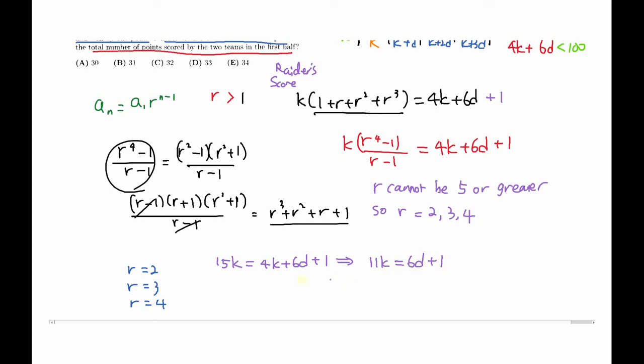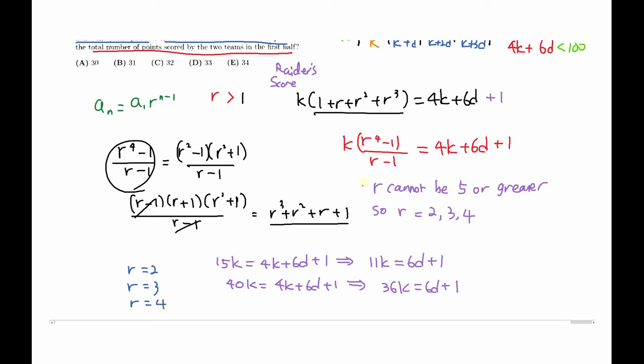Now let's plug in R equals 3. When r equals 3, you get 81. 81 minus 1, you get 80. And 3 minus 1 in the bottom becomes 2, so you get 40k. So 40k equals the same 4k plus 60 plus 1. Now that becomes 36k equals 60 plus 1.